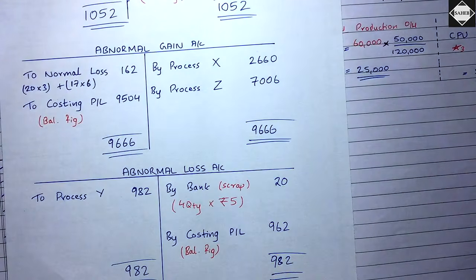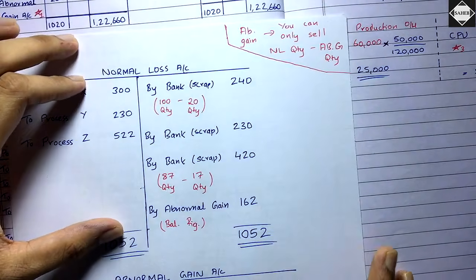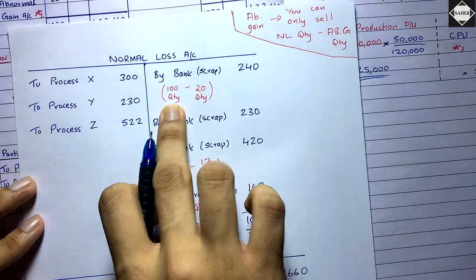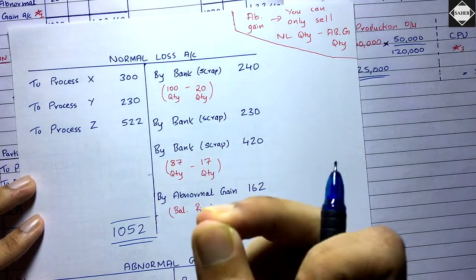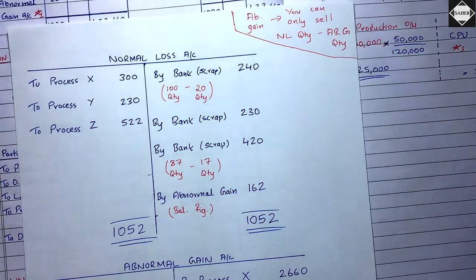So you understood how you have to do it. The only tricky thing was the normal loss, isn't it? If there is abnormal gain quantity, you have to subtract: normal loss quantity minus abnormal gain quantity, and then multiply whatever quantity you get with the scrap value, and you will get the total scrap sale value. Did you understand this? Simple. This is what you have to do.